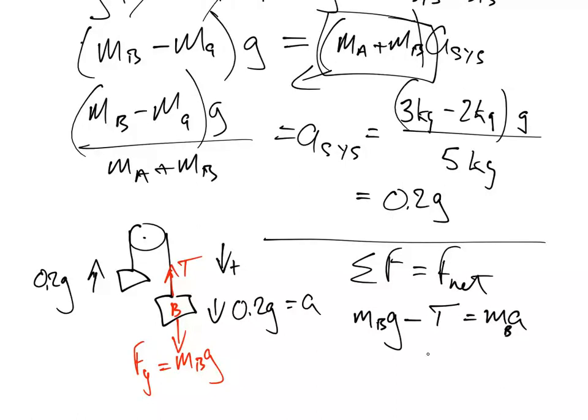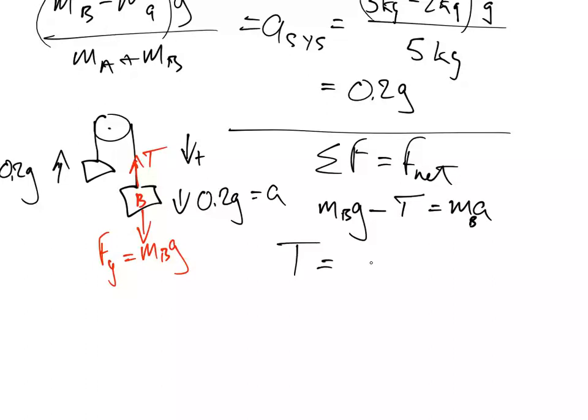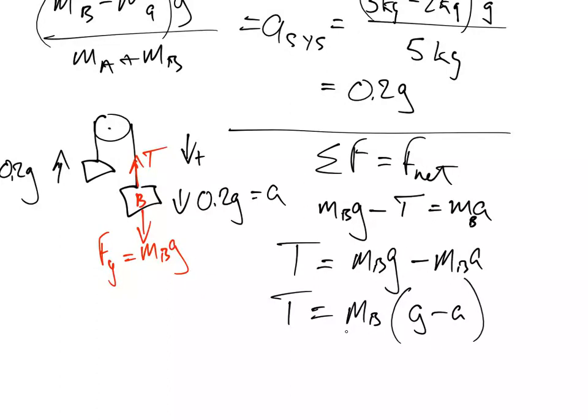Okay, and that's a B. So in order to solve for T, we're going to go T is equal to mbg minus mba. And we can do a little bit of factoring out of that as well. Or actually, yeah, sure, we can take out mb, and we can say it's just g minus a. But the nice thing now is that we know what a is, because a was already discovered previously.